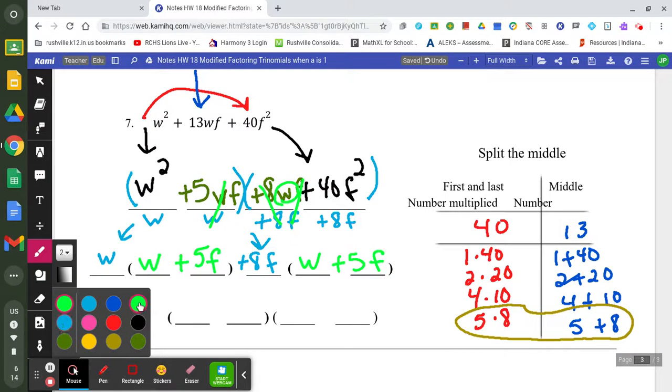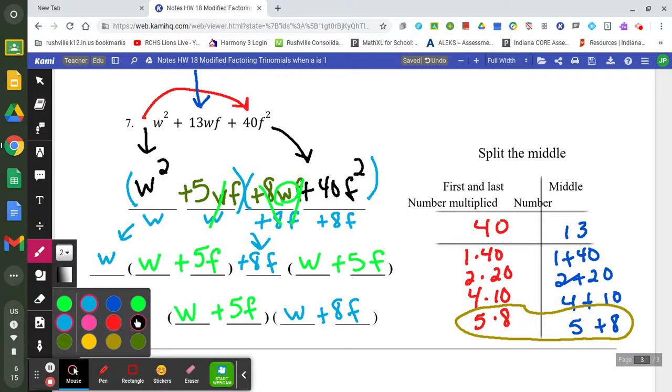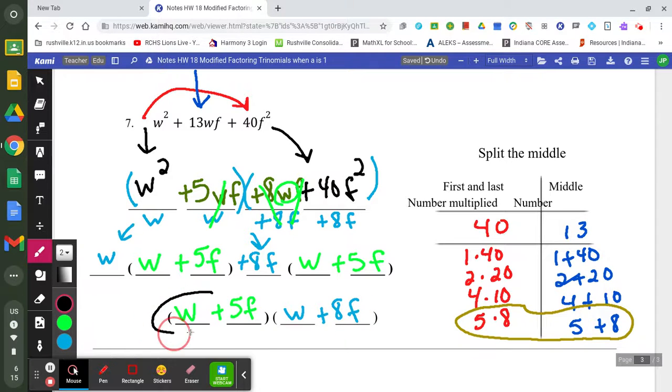So then my middle terms, or my middle parentheses do match. So W plus 5F times W plus 8F. And that is my answer.